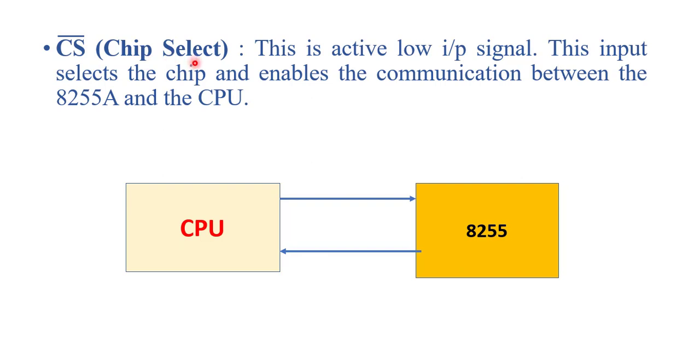Next is the CS pin, that is the chip select pin. This is also an active low pin because of the bar over the CS. This active low input signal selects the chip. It means if the chip select pin goes low, the 8255 gets selected and it enables the communication or data transfer between the 8255 and the CPU.